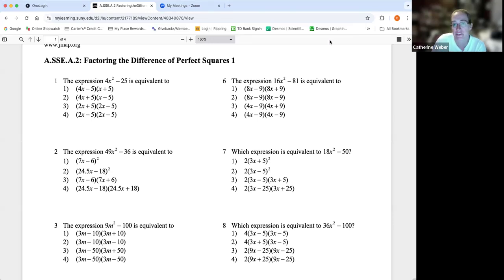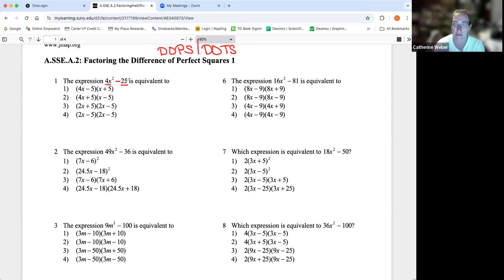So here we have difference of perfect squares. I've also heard some teachers call them difference of two squares. That is when you have a perfect square in the front and a perfect square in the back. It is a binomial, only separated by a subtraction sign. Again, hence the words difference of two squares, difference of perfect squares.